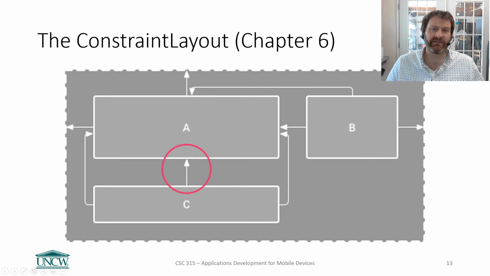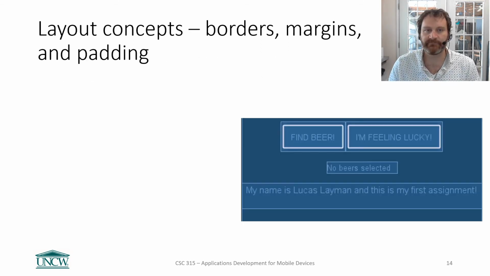In Chapter 6, we're going to move to the more modern constraint layout, where instead of just having things in a row or a stack, the position of everything on the screen is made relative to one another. That's handy for a variety of reasons. We will get into it later. For now, stick to the simpler linear layout.